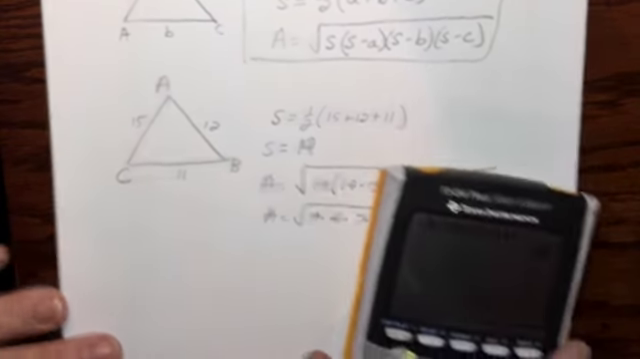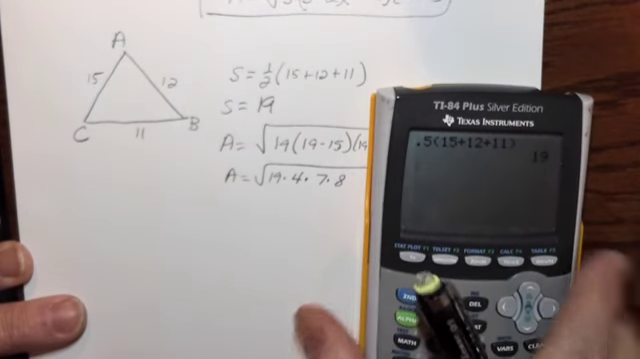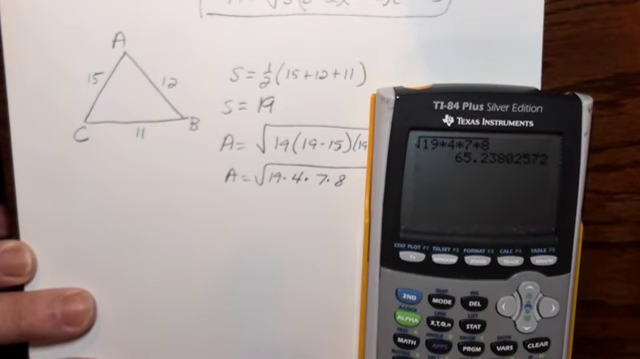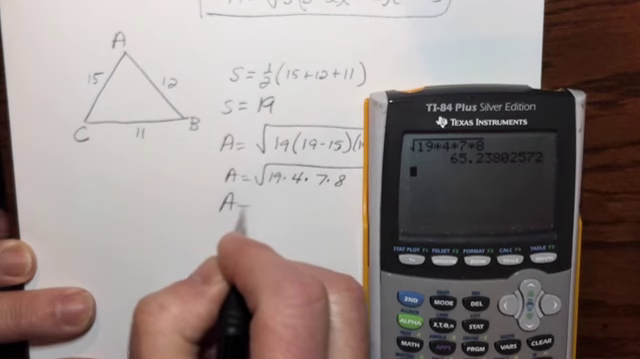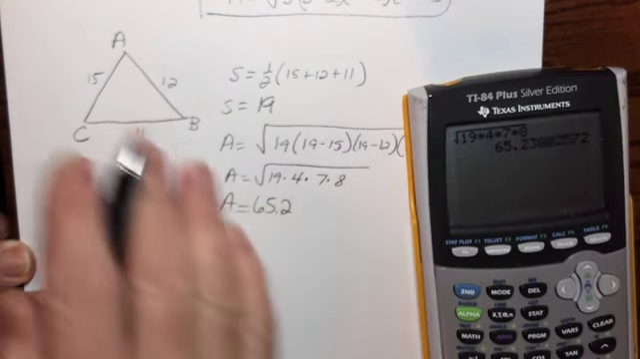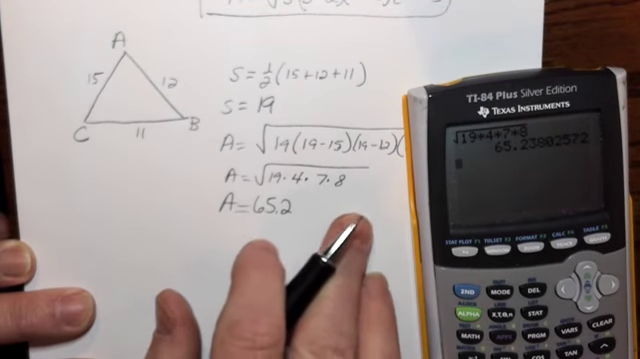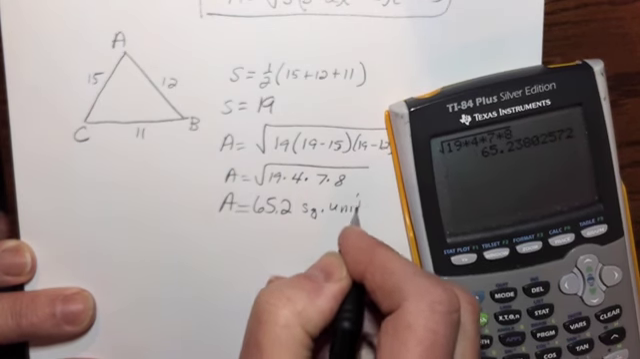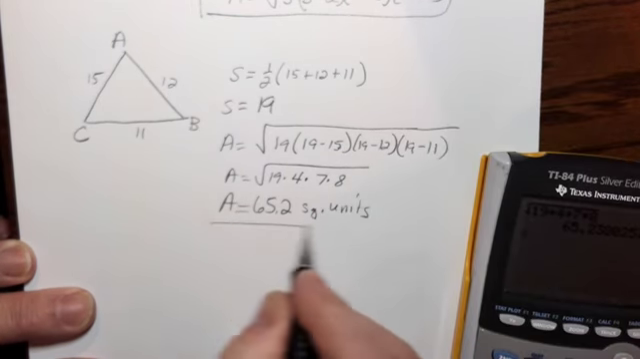And then you just take your calculator and you just go the square root of 19 times 4 times 7 times 8. And I get 65.2. So the area is 65.2 square units. And again, if those were inches or centimeters, this would be square inches or square centimeters. So we can just put square units. And that would be the area of that triangle.